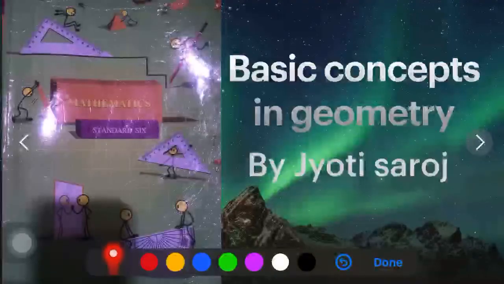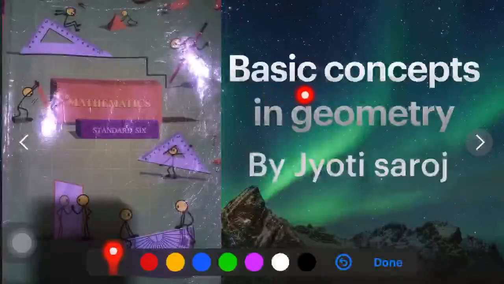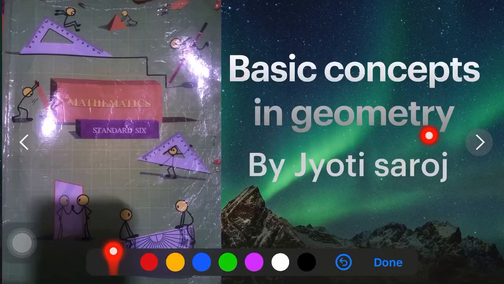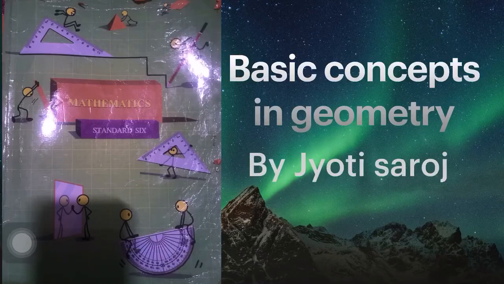Today we are going to learn a new and interesting chapter on basic concepts in geometry. Now, before we start with this new chapter, I want everybody to open page number 1 of your mathematics textbook and move on to the next slide.